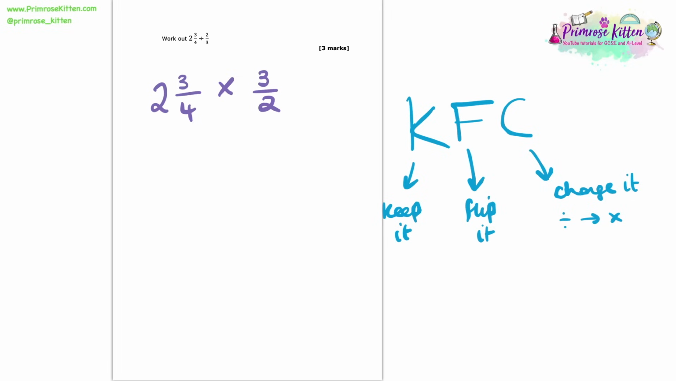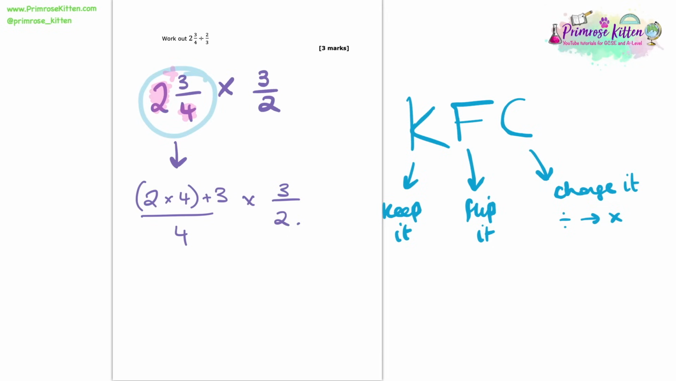Next up, we need to deal with this mixed number. We need to turn it into a top-heavy fraction. So to do that, we are going to multiply this 2 together with a 4, and then we're going to add the 3. So we're going to do 2 times by that 4 plus 3, and it's all over 4 still.